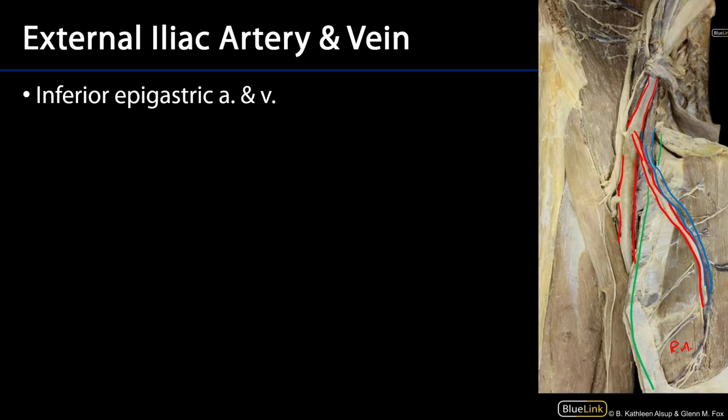Those vessels are going to anastomose with superior epigastric arteries and veins, respectively. Those are coming down from the internal thoracic artery and vein. So the rectus abdominis has good collateral blood flow and drainage complements of these vessels.